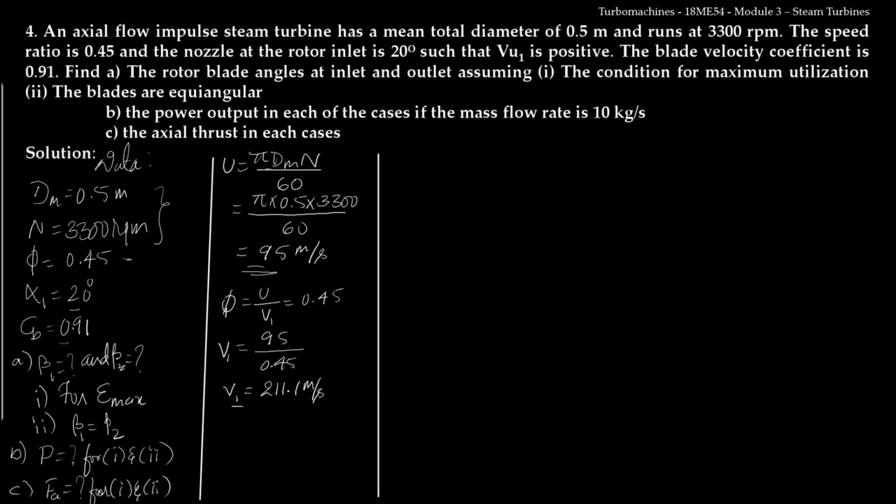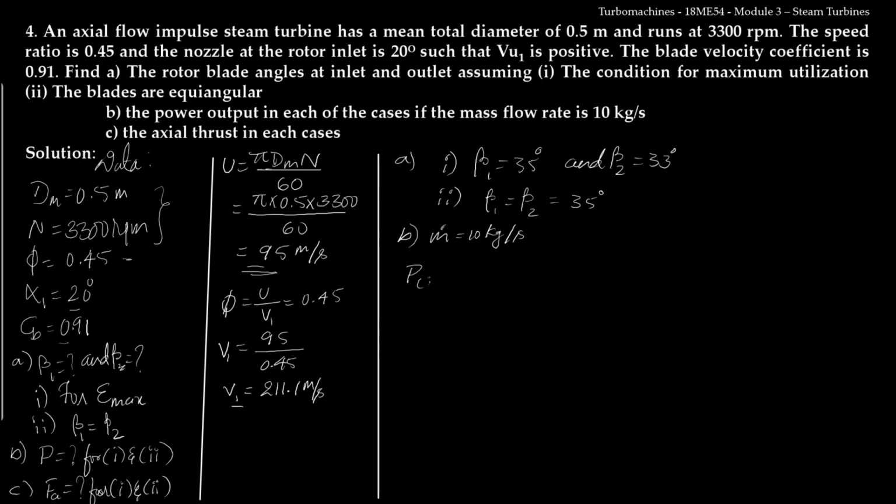So now we have 3 different questions here. For question A, for condition 1, beta 1 was 35 degree and beta 2 was 33 degree. For the second condition, beta 1 was equal to beta 2 and that was 35 degree. Now B, we need to find out the power output for each of the cases. So B, here the mass flow rate is given as 10 kg per second. Now we need to find out the power output.